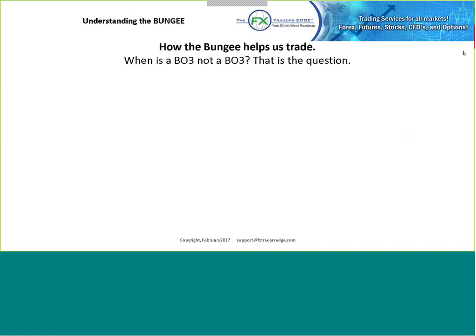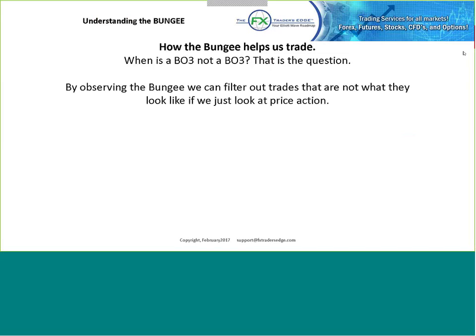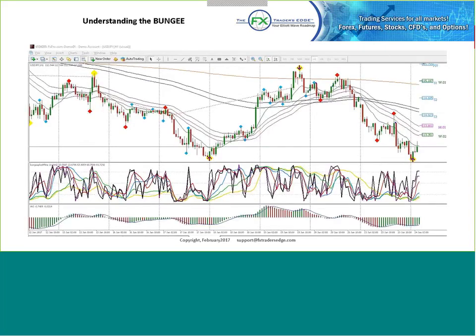When is a breakout tree not a breakout tree? Yeah, that's the question. By observing the bungee and using it as a filter, we can filter out breakout tree trades that aren't really breakout tree trades. And once again, we've got an example here.